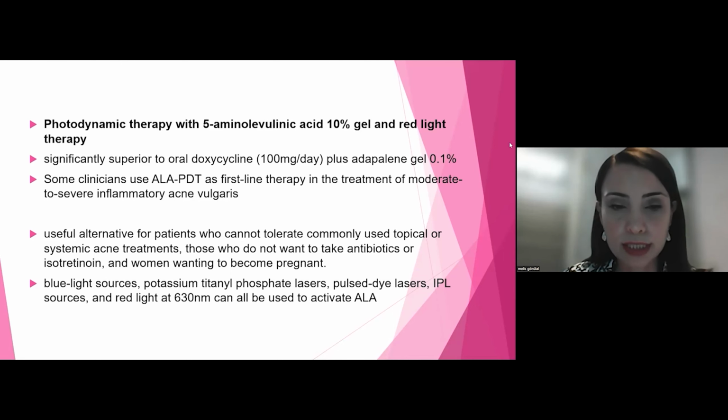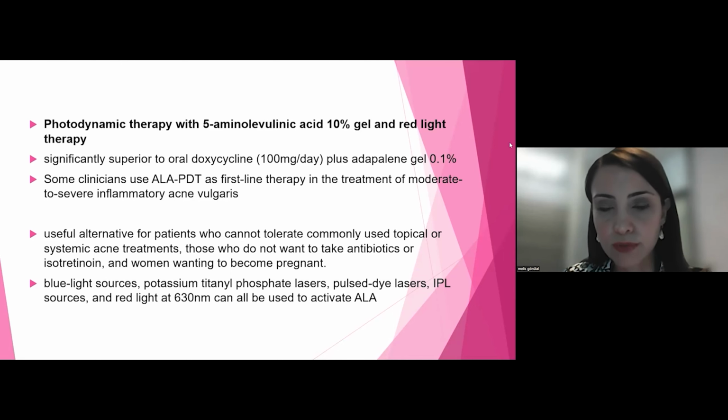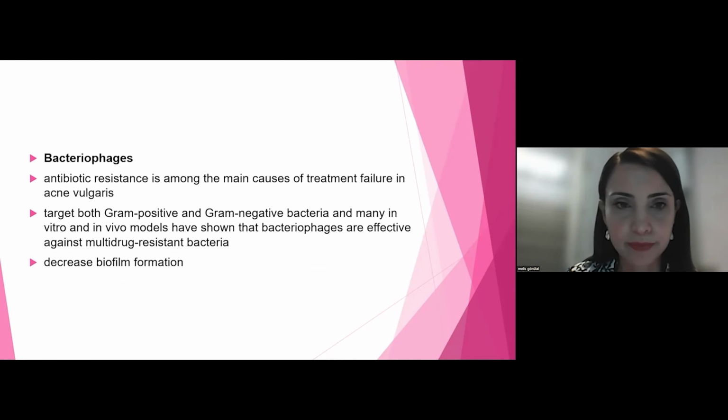Blue light sources, potassium titanyl phosphate lasers, pulsed dye lasers, IPL sources, and red light can all be used to activate aminolevulinic acid. Bacteriophages are another new treatment modality that address antibiotic resistance. And we know antibiotic resistance is among the main causes of treatment failure in acne vulgaris.